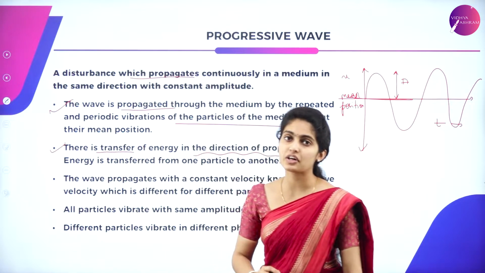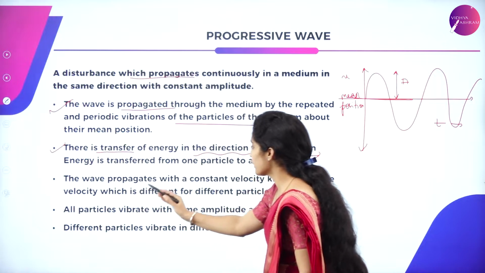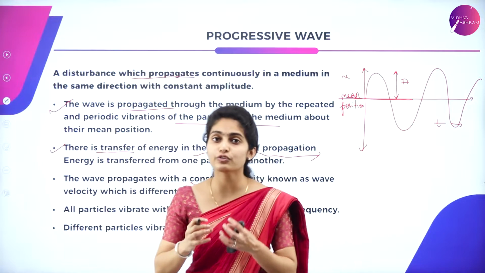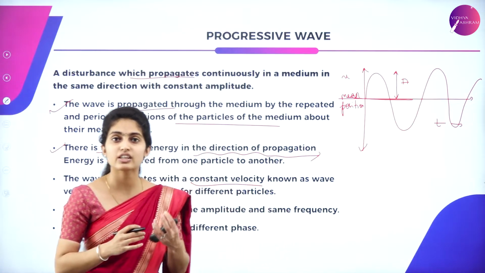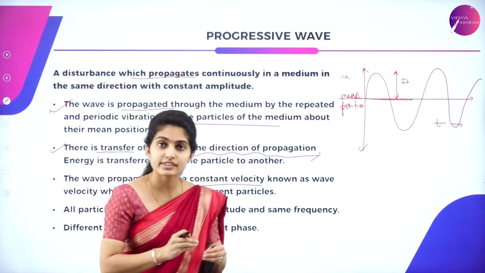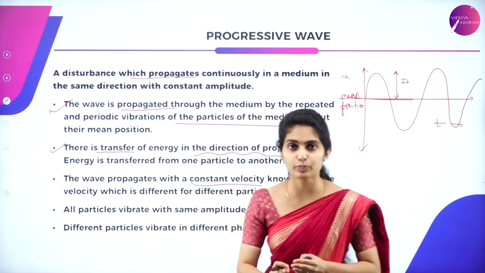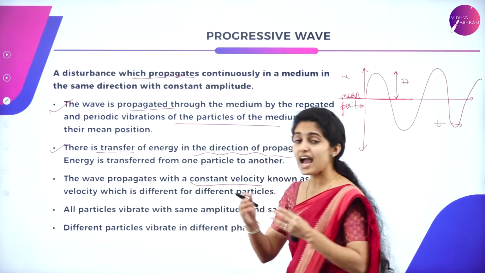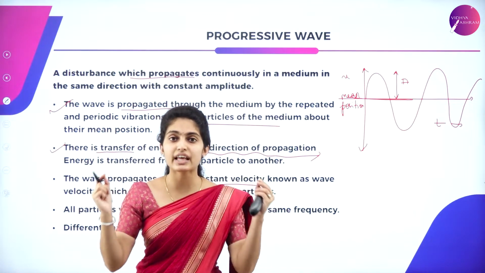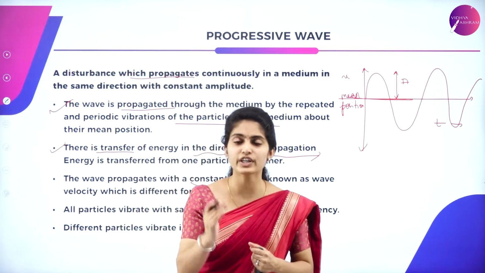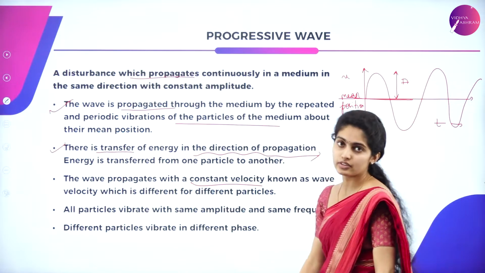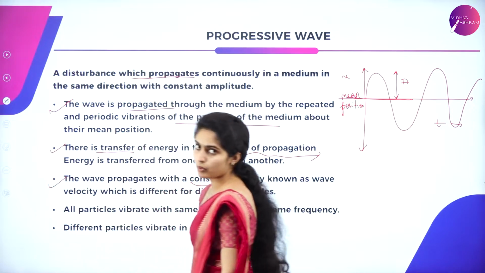Now let us go to the third one, that is, the wave propagates with a constant velocity. When the amplitude is constant, the velocity is also constant. This velocity of a wave is called the wave velocity, and the particle velocity is different for different particles. Each and every particle exhibits a different velocity at different instants of time. So that is all about the third characteristic under the progressive wave.